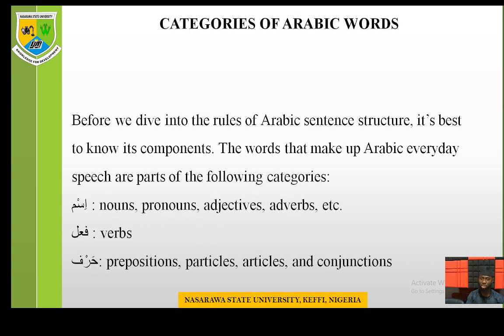So, categories of Arabic words. Before we dive into the rules of Arabic sentence construction, it's best to know its components, the words that make up Arabic everyday speech.